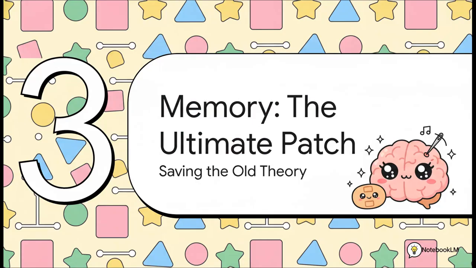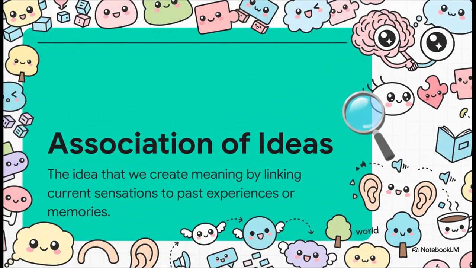So how does the Lego theory try to fix this gigantic hole in its logic? Well, it pulls out its secret weapon, memory. The official term for this fix is the association of ideas. The argument goes something like this. Okay, fine, the sensations themselves are dumb, but your brain is smart. So when it sees a few dots in a certain pattern, it goes, aha, that reminds me of all the other circles I've ever seen. It associates the current meaningless data with a meaningful memory.